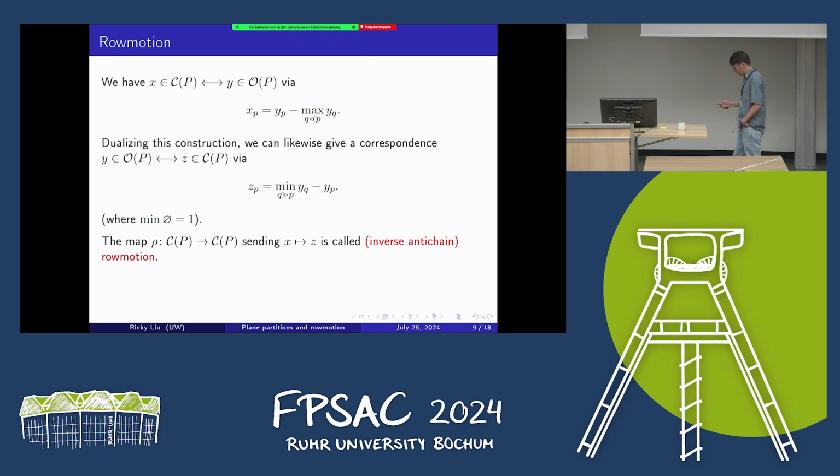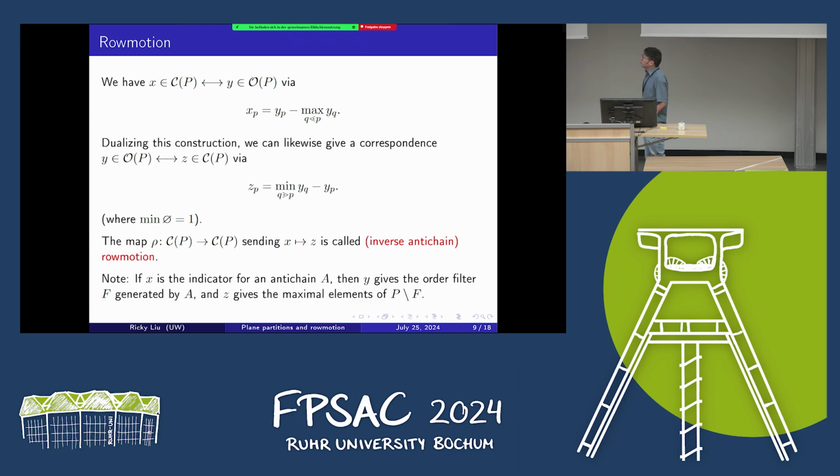So this is rowmotion. If you're familiar with rowmotion in other contexts, one thing to observe is that if x is, for instance, the indicator function for an antichain, so you have ones at the location of an antichain and zeros elsewhere, then when you compute y, you get the indicator of the order filter generated by A. So you just get ones everywhere above where you had an element of A. And then when you do z, you get the maximal elements of P minus this order filter. This might be more familiar if you've seen rowmotion in other contexts.